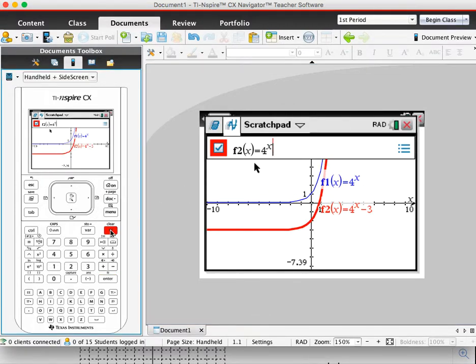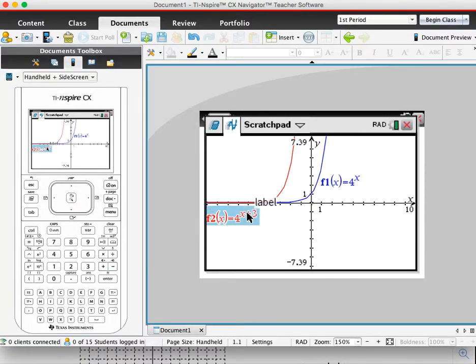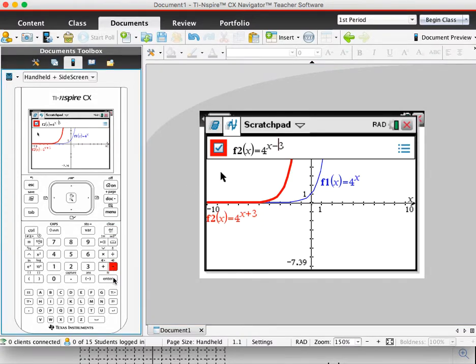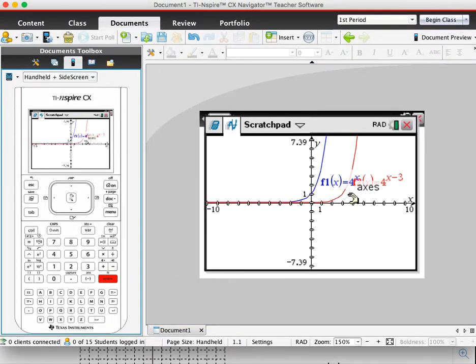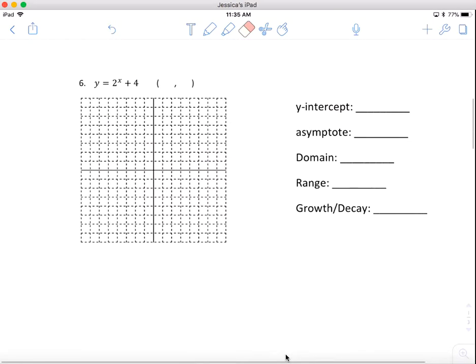But look what happens whenever I put plus 3 with the exponent. Now it's up here with the x. The plus 3, just like our quadratics, moves it left 3. If I change this to minus 3, it's going to move it right 3. So just to review some of our transformations, those are still happening here. Now, let's look at number 6.